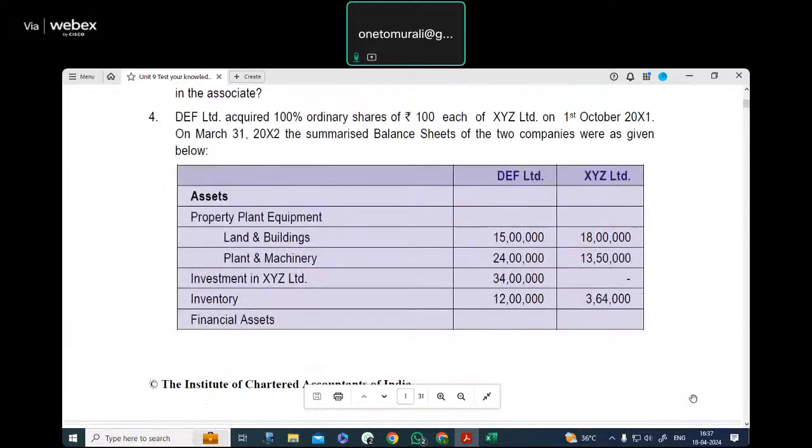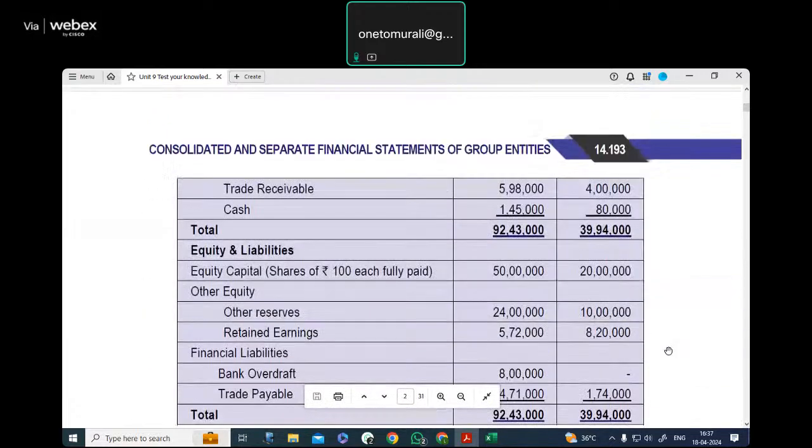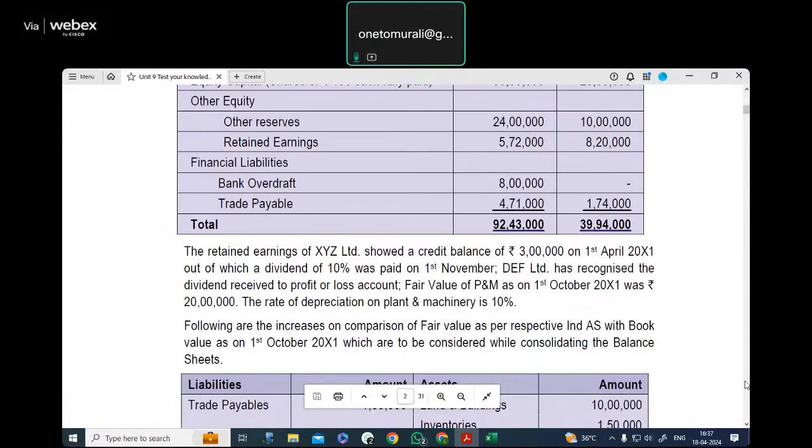So we understand that it is a problem involving no controlling interest. DEF is the parent and XYZ is the subsidiary, a 100% wholly owned subsidiary. The acquisition date is 1st of October and the balance sheet is to be prepared on 31st of December X2. Then we are expected to go for consolidation by taking into consideration the retained earnings of the subsidiary company.